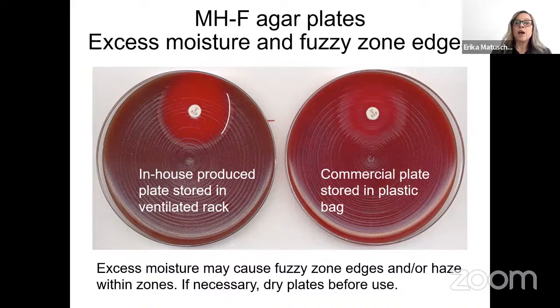If we look at the in-house produced plate, we have a large, nice zone with a quite clear zone diameter, and you can easily read that zone diameter. With the commercial plate, you have a very large fuzzy zone here, then there is an empty part, and then you have growth again close to the disc. So if it looks like this, I would say that it is actually not possible to read the zone diameter. We would have to retest and try to find out why. And in this case, we could see that if we dried the plates, that haziness disappeared and we could read the zone diameter.